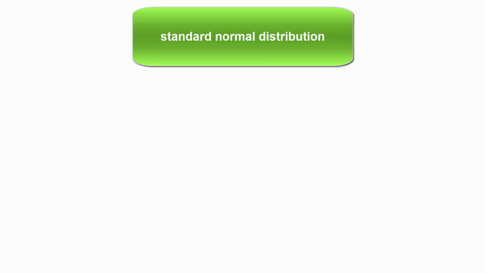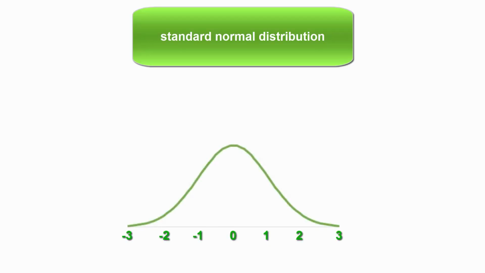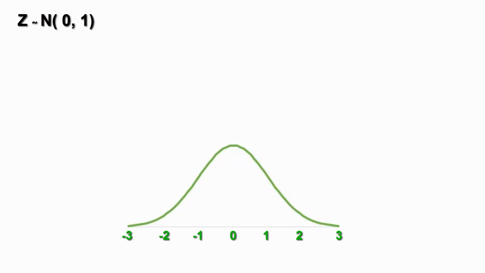A standard normal distribution has a mean of 0 and standard deviation of 1. A score in this distribution is not represented by x, it's represented by z. Since the standard deviation is 1, a z-score of 1.5 implies the score of interest is 1.5 standard deviations above the mean. A z-score of negative 2 implies a score of 2 standard deviations below the mean.